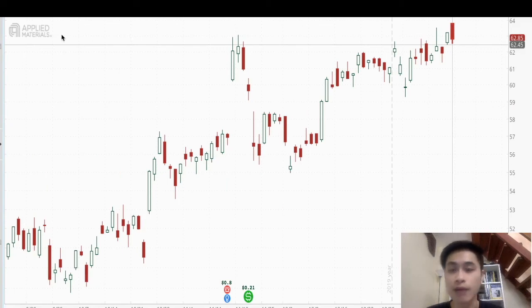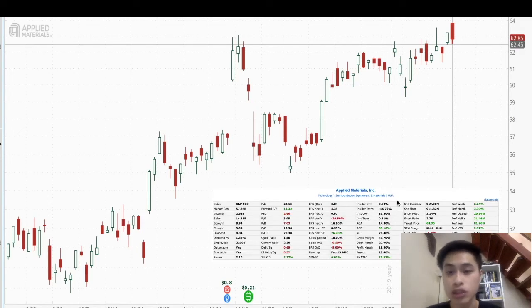So this is Applied Materials. Again, let's say we are looking to enter the stock at this point. So we figure out the lowest point of the stock, which is around 62.45. And then the next step, step 2, is to determine the ATR for Applied Materials. This screenshot is taken from Finbase. So the ATR is over here, right? The ATR is 1.27. So we want to set our stop loss 1.27 below this price, which is 62.45.